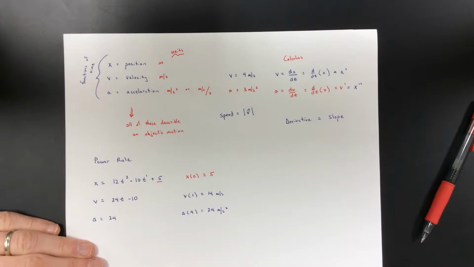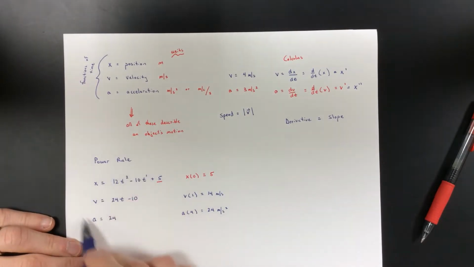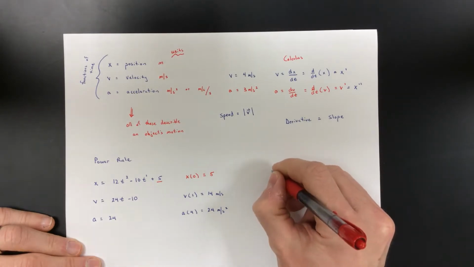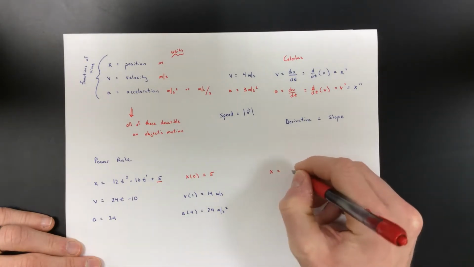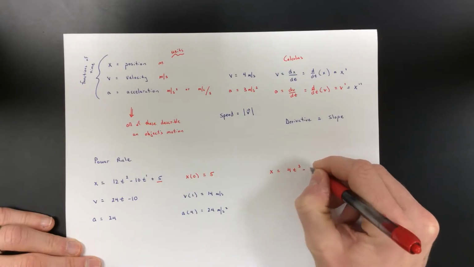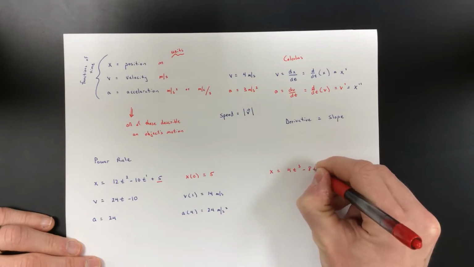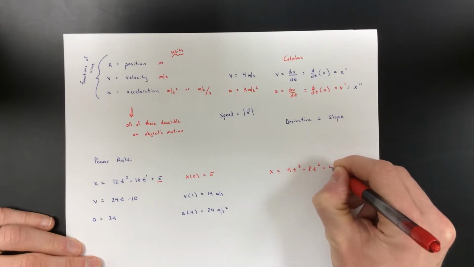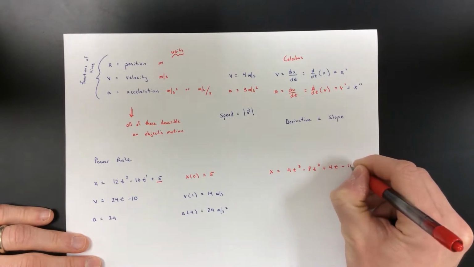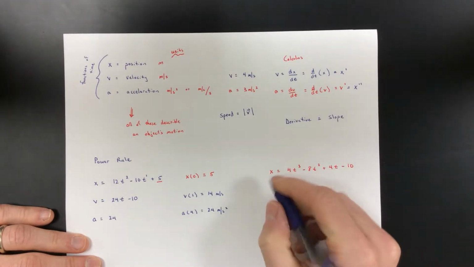We can do any sorts of rule, but right now we're just looking at polynomials. Eventually, when you get to more calculus, you will learn other things. But I could get something like 4t cubed minus 8t squared plus 4t minus 10. And I would take a derivative.